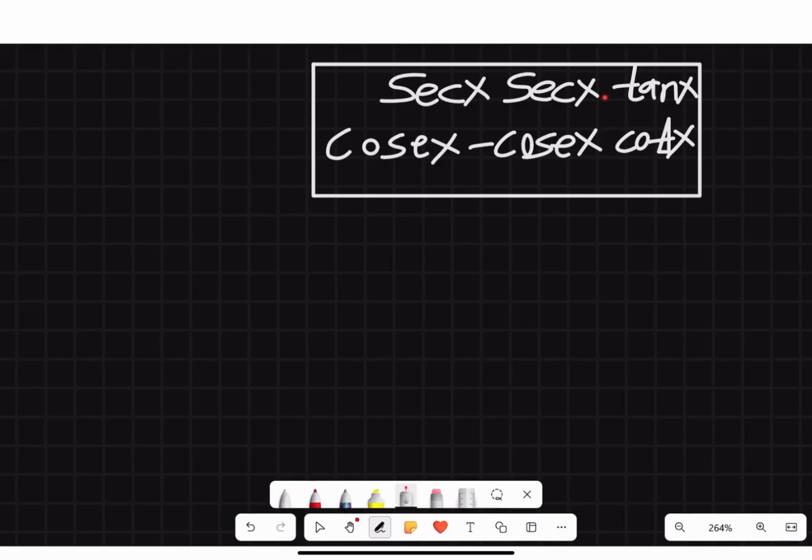So what is the cofunction of sec? The cofunction of sec is cosec. Also here, the cofunction of sec is cosec. The cofunction of tan is cot. Do you get it? And then you also need to remember that the middle cosec has a negative.